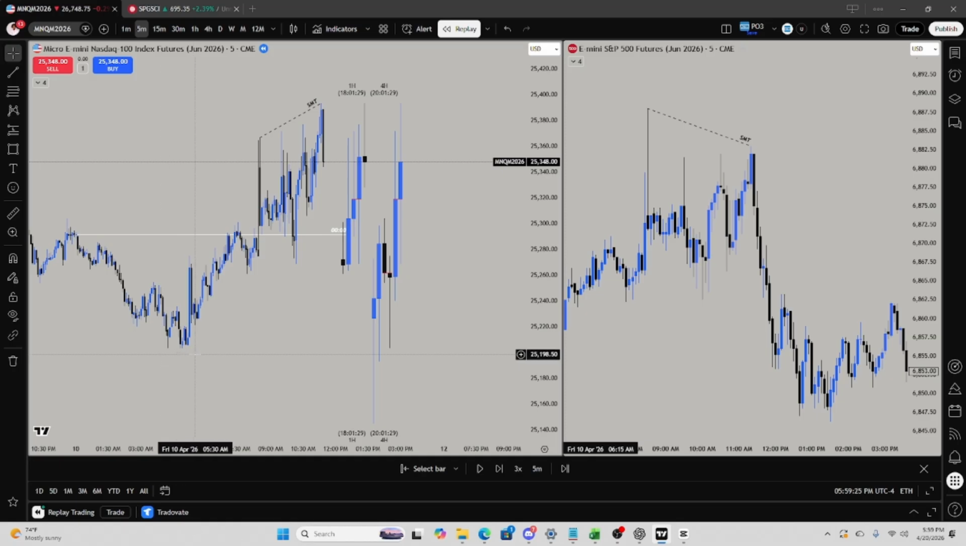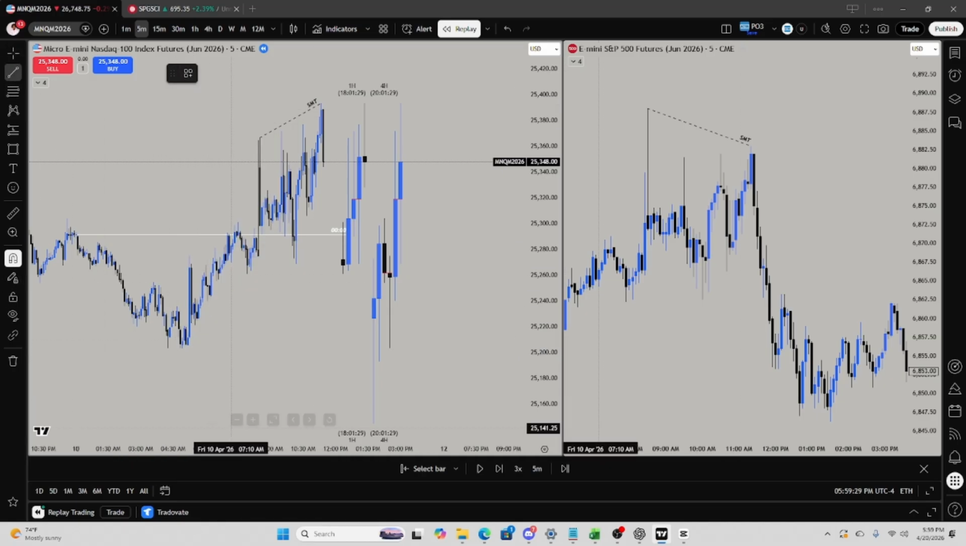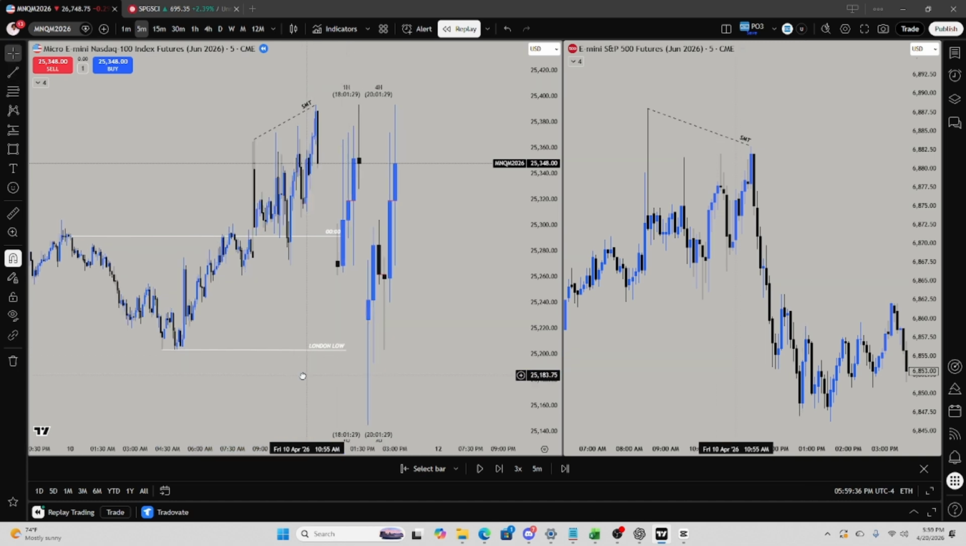Not only that, we have London lows lining down here. So let's go ahead and mark out London lows, okay? Because this is a potential target, especially if we're above midnight price. So London lows aligning here, right?